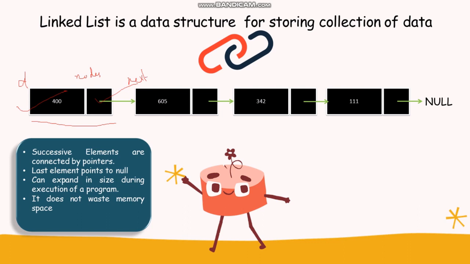Talking about the properties of the linked list, the successive elements are connected by pointers, and the last element points to the null. Here in this slide, you can see a null point here. So the last block of the representation is pointing to the null. It can be expanded in size during the execution of a program, and it does not waste memory space. However, it requires some memory for the storage of pointers.